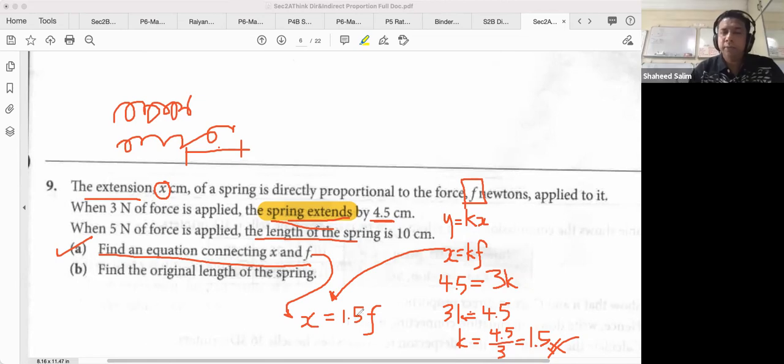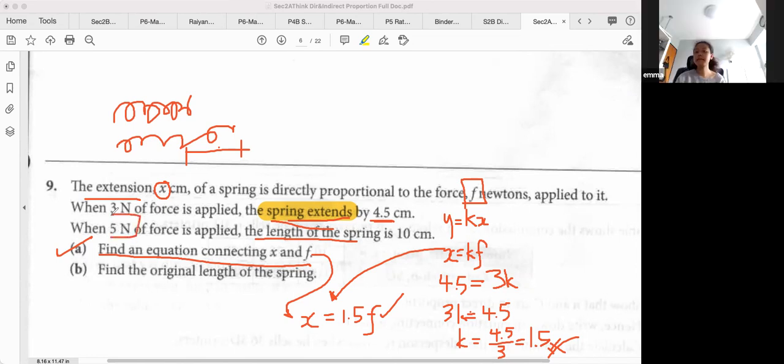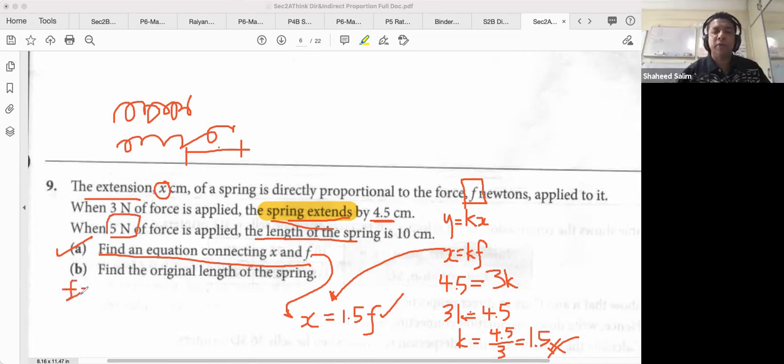If you're okay with this, you understand this? This one understand? Can you find what is the extension of the wire when 5N is applied? When F is equals to 5, what is x?